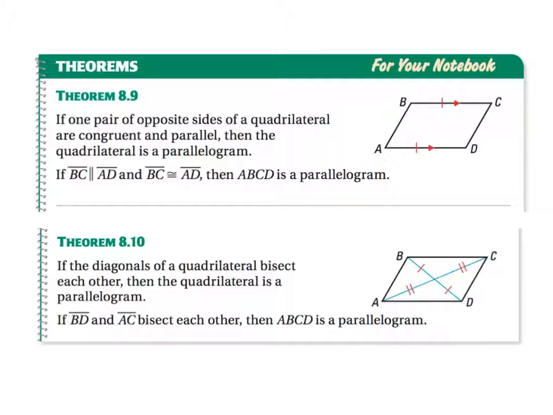Again, just one pair of opposite sides being congruent and parallel means the quadrilateral is a parallelogram. And theorem 8.10: if the diagonals of a quadrilateral bisect each other, then the quadrilateral is a parallelogram. So if you know that the diagonals bisect each other, meeting at each other's midpoint, then you would know that the quadrilateral is a parallelogram. In the following examples, we'll put these two theorems to work.